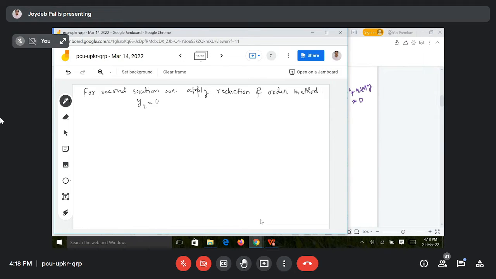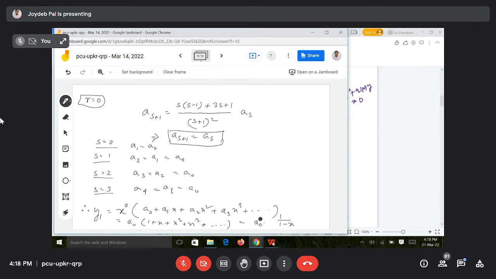y2 is equal to u into y1, where, okay, before that you can ask, in the previous solution y1 is a naught into 1 by 1 minus x, but in the book they have taken only 1 by 1 minus x. Why? Because whenever we are applying reduction of order, y1 and y2 are only functions of x. Those do not contain any arbitrary constant. So you take a naught equal to 1, or you can take any other value of a naught also. Fine. So they have considered a naught equal to 1, because we are interested only in functions, not in the coefficients.